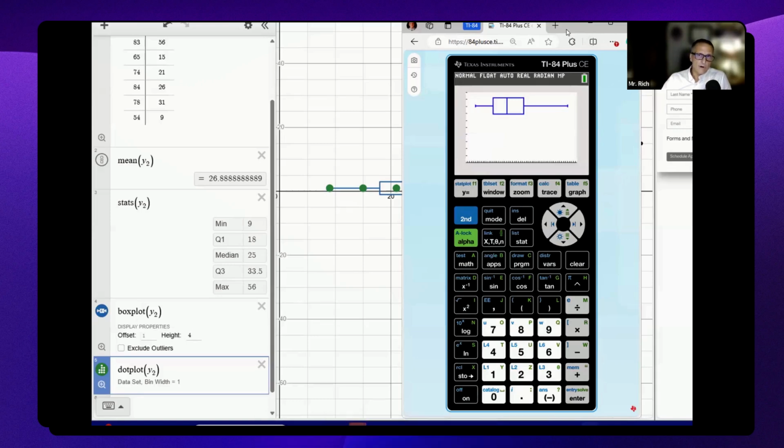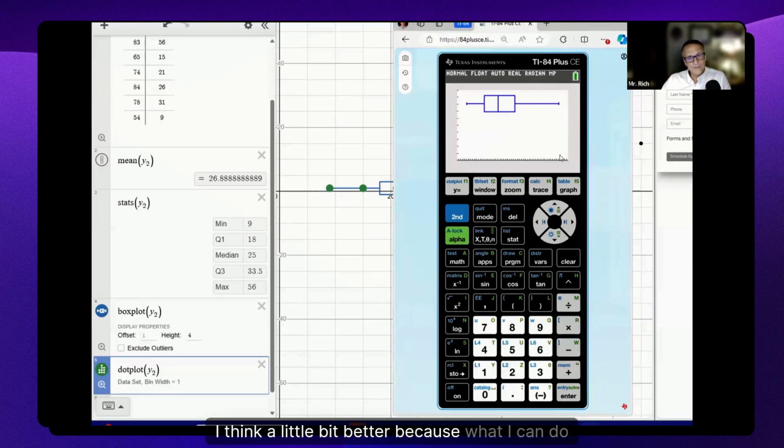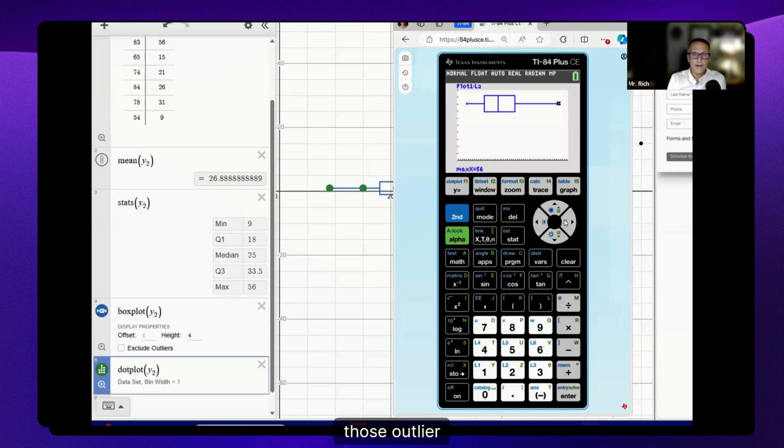Now, the TI-84, I think, is a little bit better because I can hit trace and jump around. It'll show me my 5-number summary as I move around the box plot and hit my arrow button. And it will also calculate any outliers and plot those outliers with a star so I can identify any outlier points.